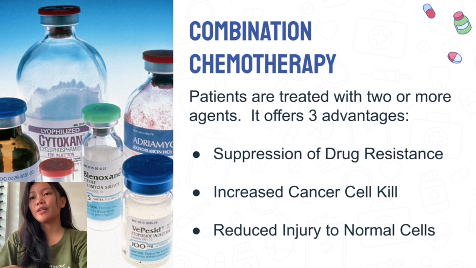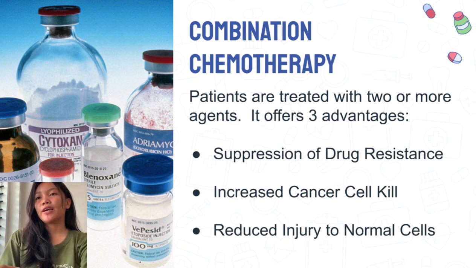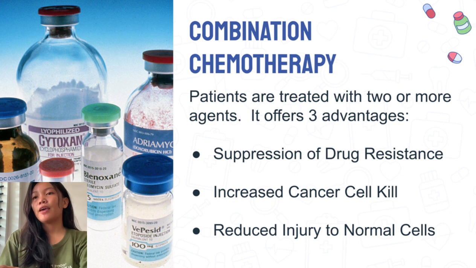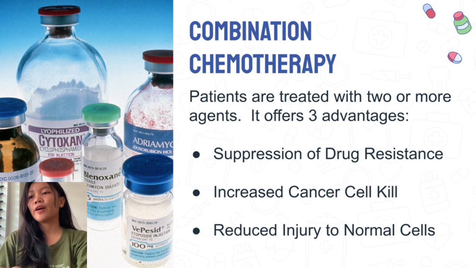Combination chemotherapy. Patients are treated with 2 or more agents. It offers 3 advantages. First is the suppression of drug resistance, second is increased cancer cell kill, and third is reduced injury to normal cells. So the suppression of drug resistance is like antibiotic resistance, and you should only use antibiotics when prescribed by a certified health professional. And antibiotics should never be demanded if your health worker says that you don't need that medication.